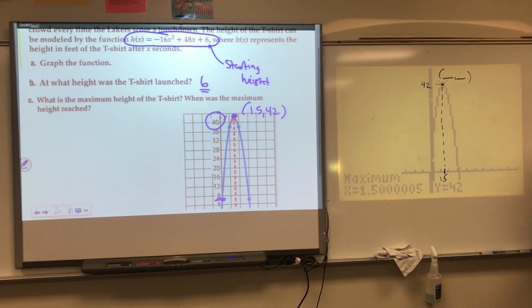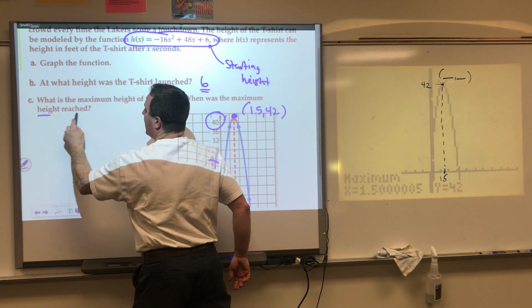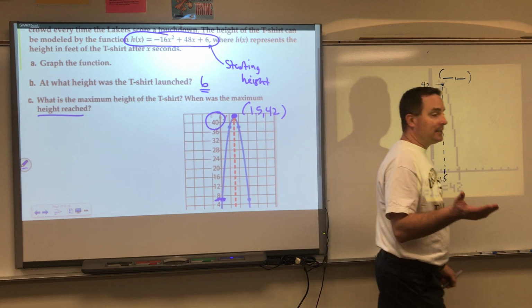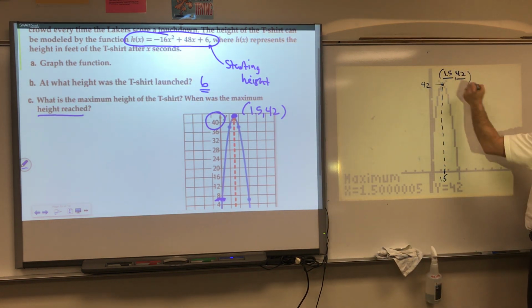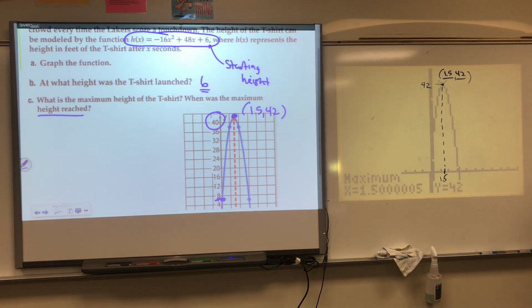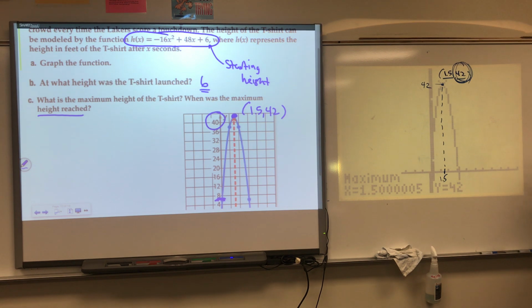Okay, which one of those numbers actually describes the maximum height? How high it went? Is it the x-coordinate or the y-coordinate? This was 1.5 and 42. The y-coordinate is actually the one that tells you how high. So that says height 42. Well, what's the significance of the x-coordinate then?